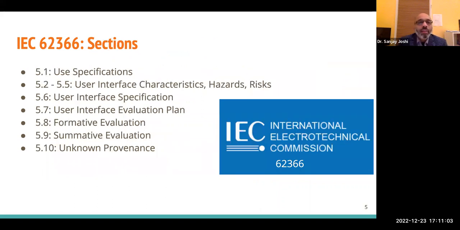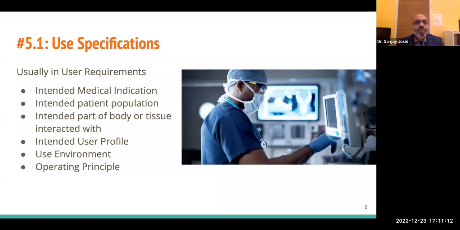The standard has a lot of sections. Most of the details that are of our interest are in section 5, and we are going to go through each of these sections. So we start with 5.1, which is specification, and all these details are usually done in a user requirement document. The name of that document could be different. Some people call it functional requirements, some call it user requirements, some call it product specifications, requirements, sorry. It's your word, whatever you prefer. The important part here is what do you write in it.